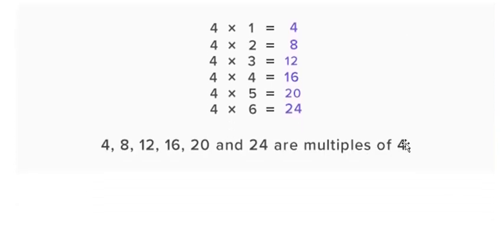Now you can see that the multiples of 4 are 4, 8, 12, 16, 20, 24. You just have to multiply it with 1, 2, 3, 4, 5, 6, 7, and then you will get the multiples of that particular number.